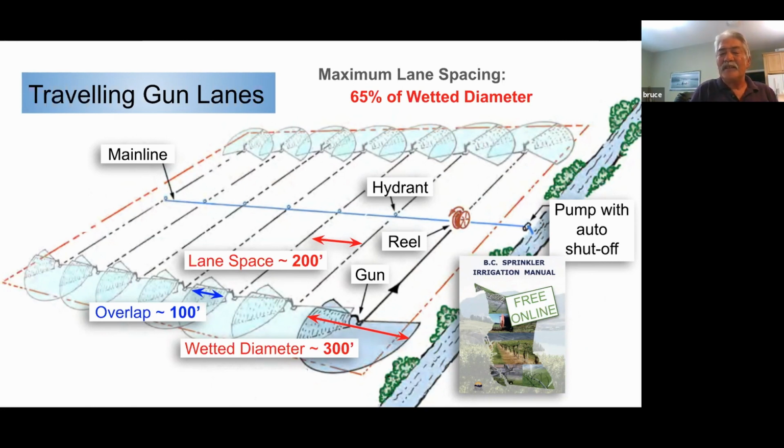One of the other issues with traveling guns is that when you are running those systems, when they get to the end of the run, they stop and they're spraying on one spot. If you don't have an automatic shut off on your pump, they will keep on running in that last position and put a lot of water at the end of it, which a lot of people complain is a waste of water, which in fact it is. If you shut it off, you're going to save that water and save your electrical bill.